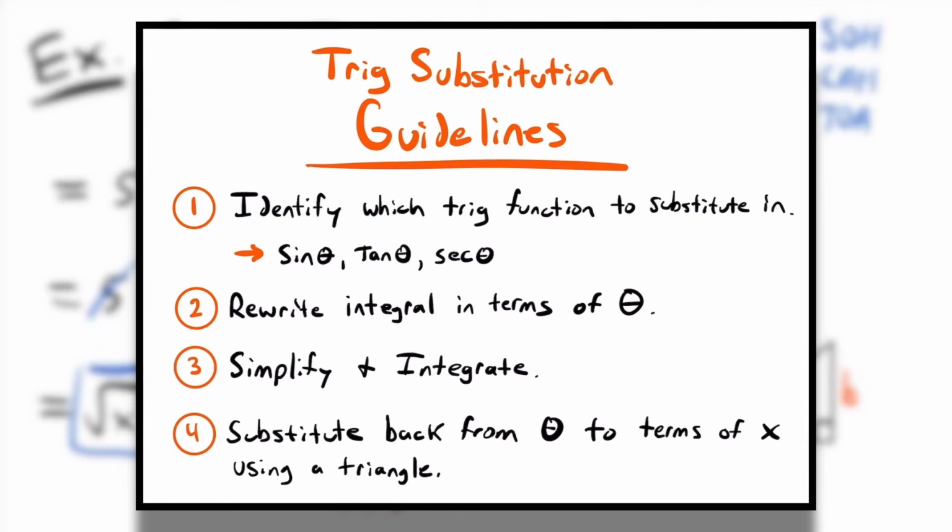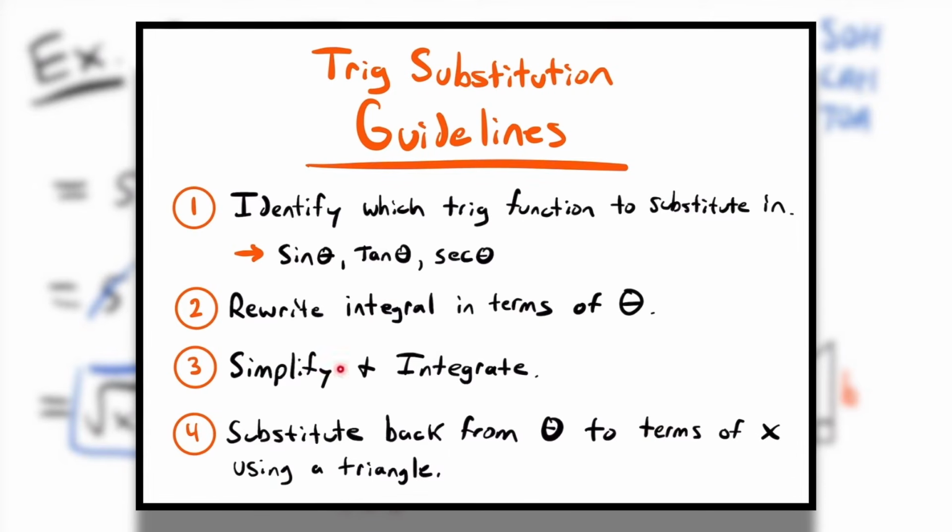All right, so to summarize the process we just went through in that example, here are the guidelines you can follow when using trig substitution to solve an integral. You want to start by identifying which trig function to substitute in, and that is based on your radical expression, and so you choose between sine theta, tangent theta, and secant theta. You then want to rewrite your integral in terms of theta, and then once you have done that, you want to simplify and then integrate, but your solution will be in terms of theta, and so then you want to substitute back from theta to terms of x by using a reference triangle.